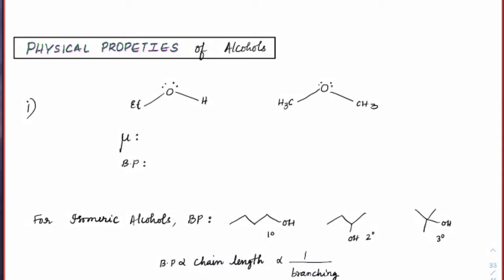One is the dipole moment. The dipole moment of ethanol is around 1.69 Debye units, while for ethers it is around 1.30 Debye units. Because it has more dipole moment, we can expect that it would have a high boiling point. It is around 78 degrees, while ether is around minus 25 degrees. So you can see a huge difference because of hydrogen bonding and high dipole moment.